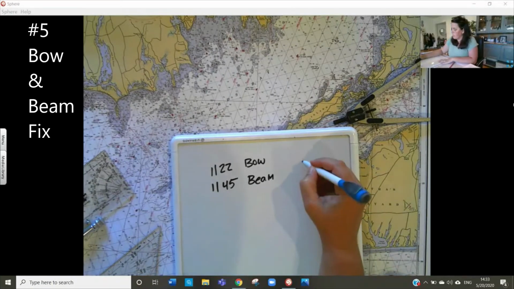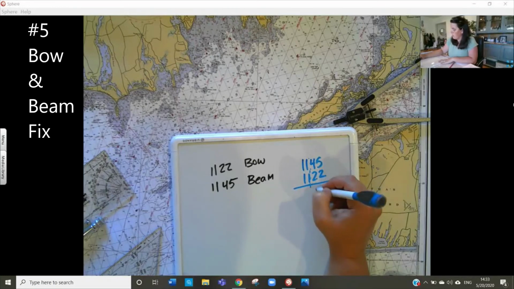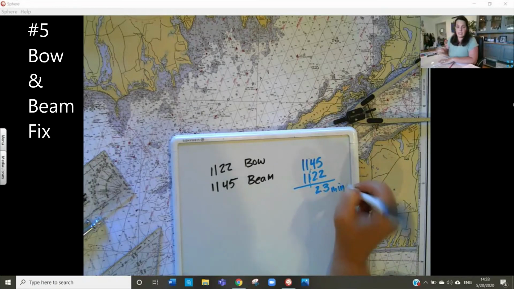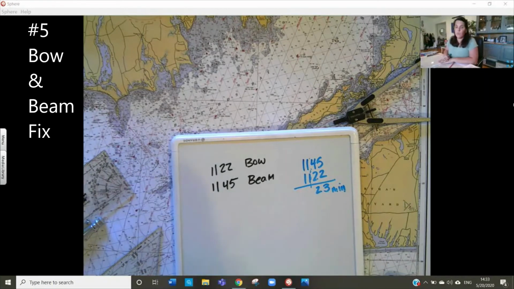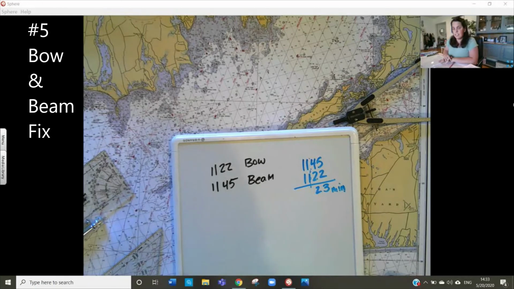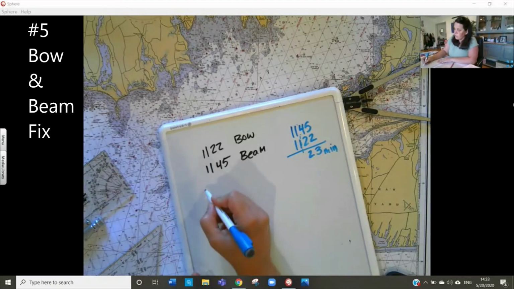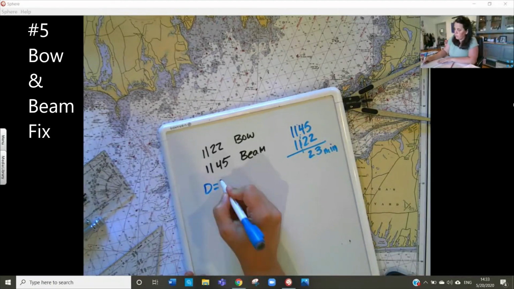So we need the difference between those times. We have 23 minutes as our difference between the time, and then we use 60 D Street for our distance off, or distance traveled, which are the same. So the distance traveled between these two are the same as the distance off. So using our time, we can measure our distance. So for distance, that's what we're looking for.